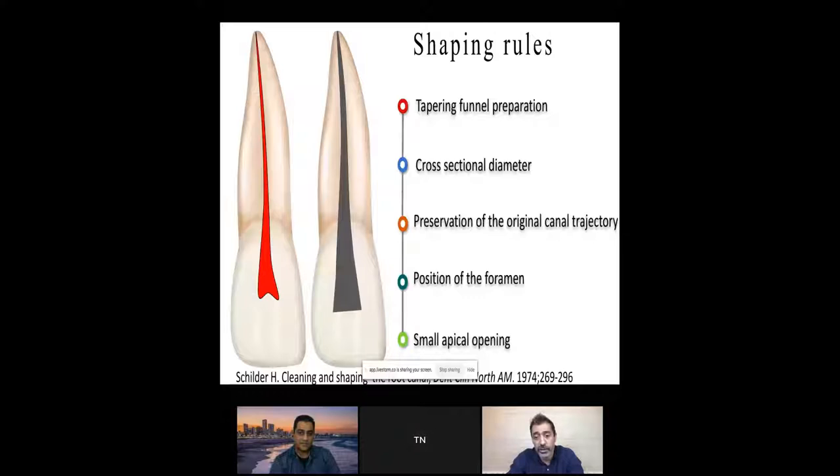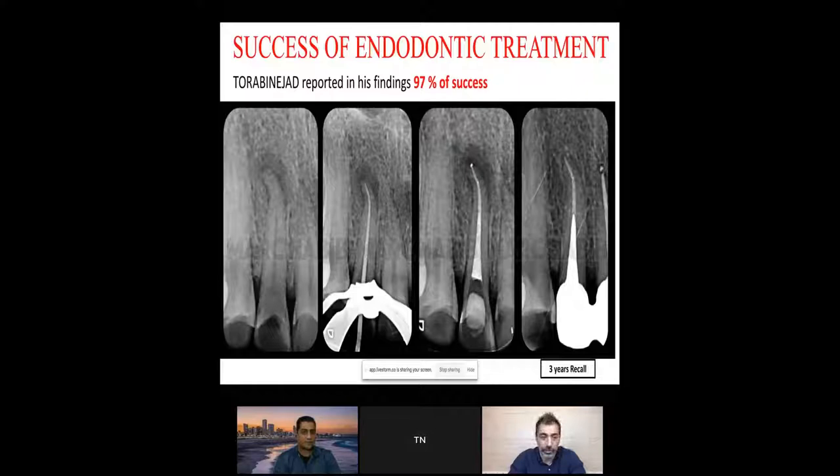These are the principles that were set back in 1974. Today, we are still doing the same thing, but we are evolving our instruments. Keeping this in mind, the targets and the standards of Herbert Schilder, we know as well when we are doing root canal treatment, the target for us is either to prevent a periapical lesion or to heal a periapical lesion. So when we are doing these protocols, we are cleaning, shaping, and obturating, and following Schilder's principle.